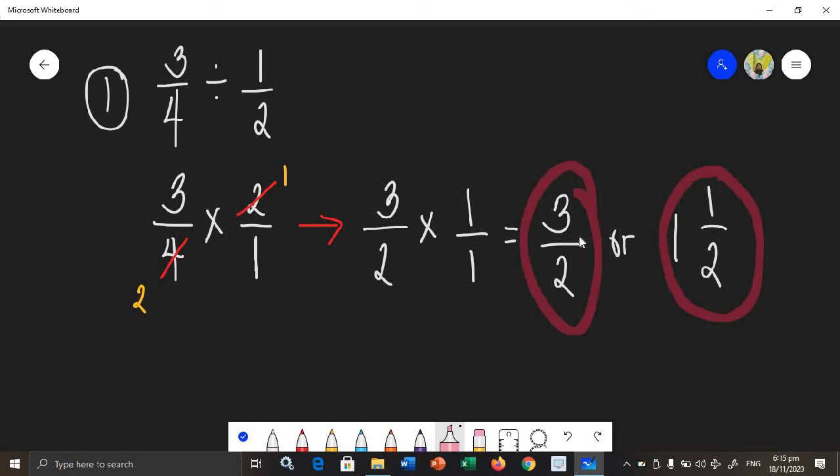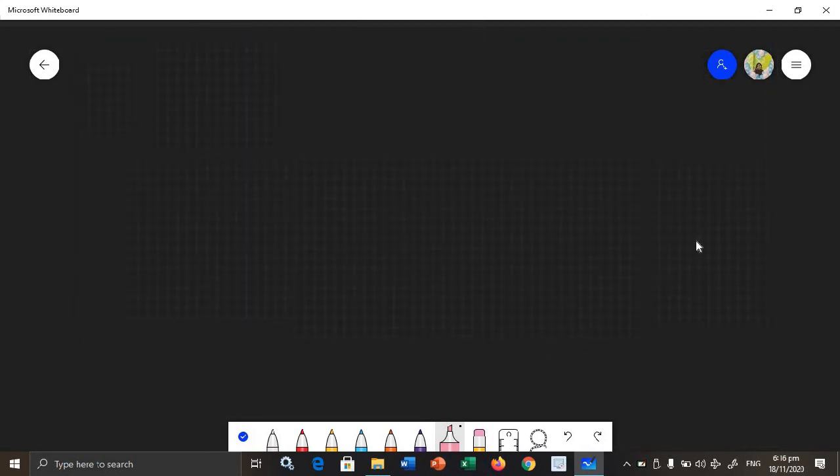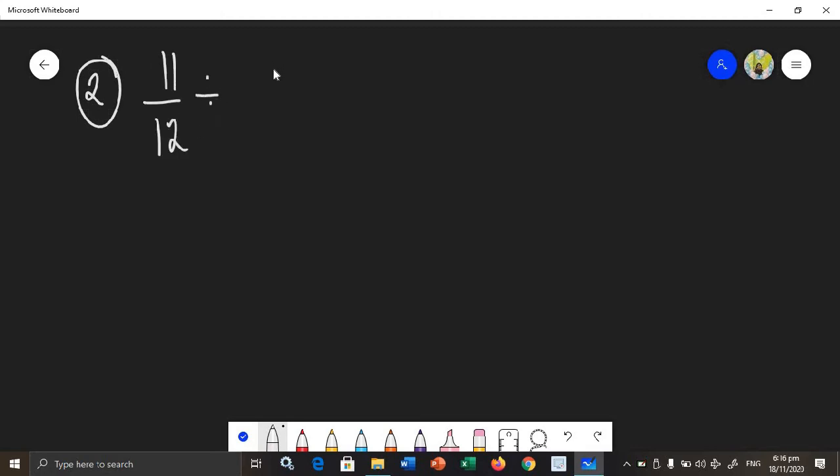Either way, kung ano man answer yung ilagay nyo, mixed number man or fraction, I'm going to accept that. Okay? How about another example? So let's say we have example number 2, and let's say I have here 11 over 12 divided by 3 over 4.